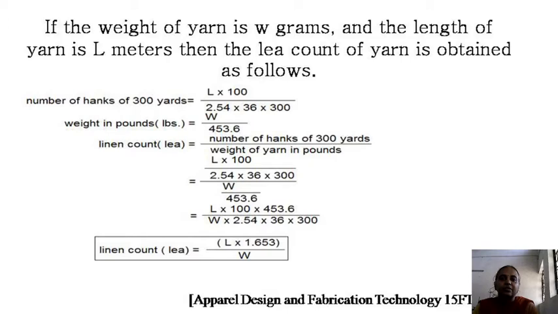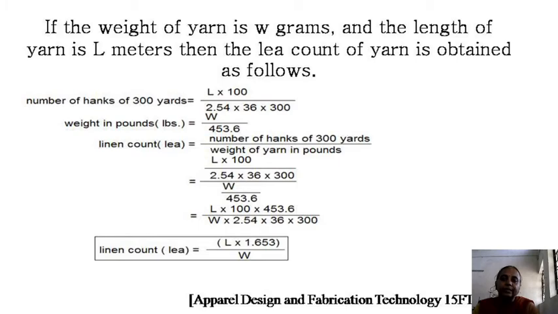Number of hanks of 300 yards is equal to length into 100 divided by 2.54 into 36 into 300. Weight in pounds is equal to W divided by 453.6. This is the weight in pounds.